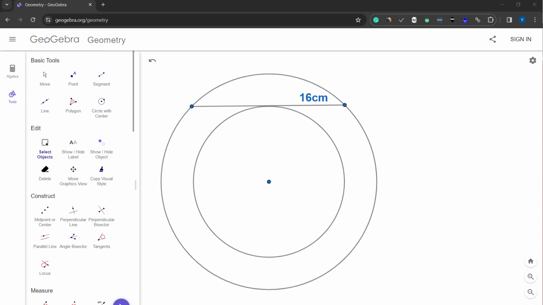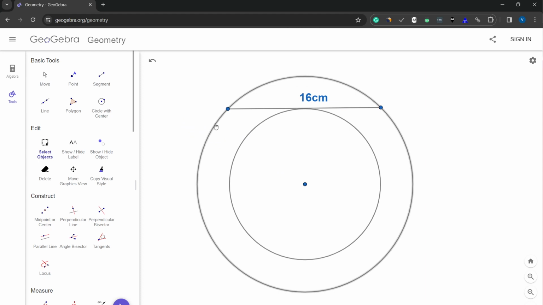We have been given two circles which are concentric, which means they have the same center, which is this. All right, and then we have a construction. We have been given a chord which is also a tangent to the inner circle, and we have to find the area of this region. So the region between the two circles, we have to find the area of that.